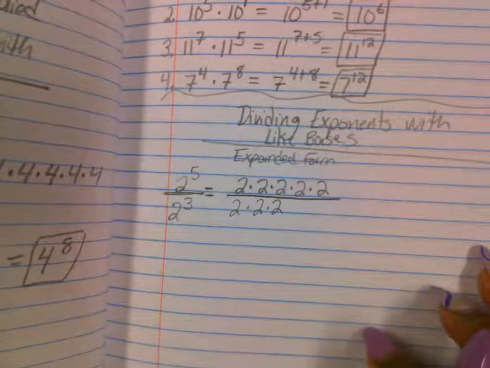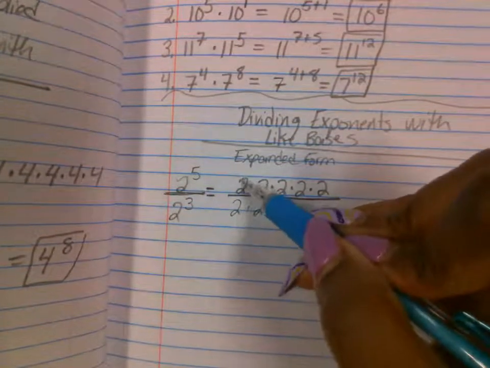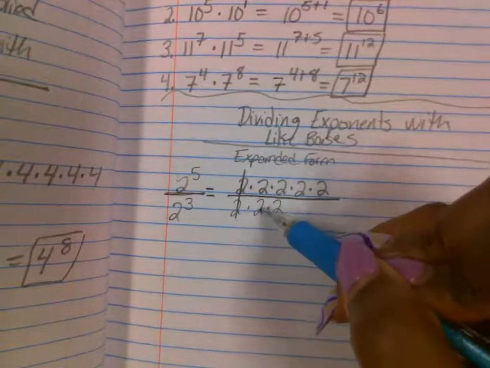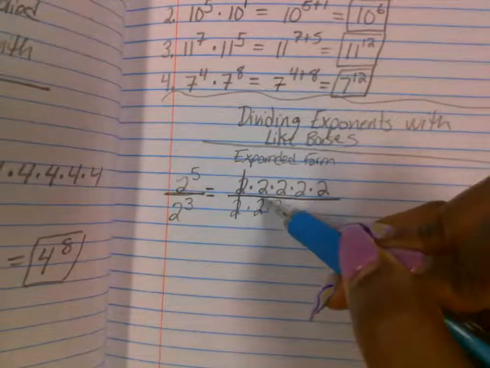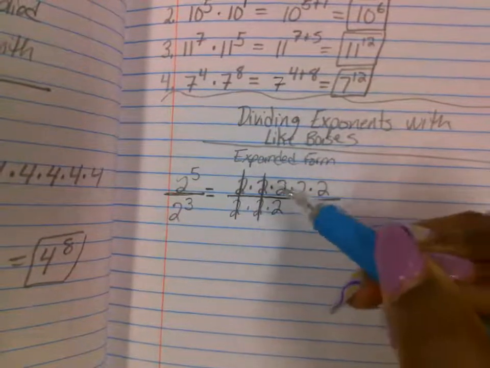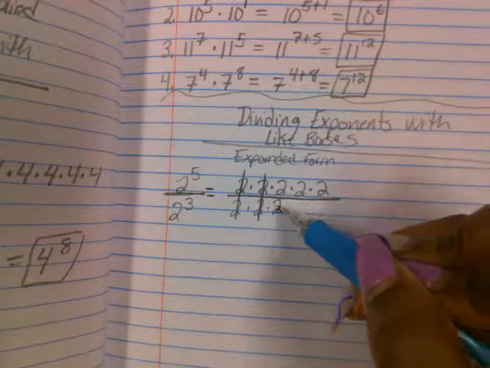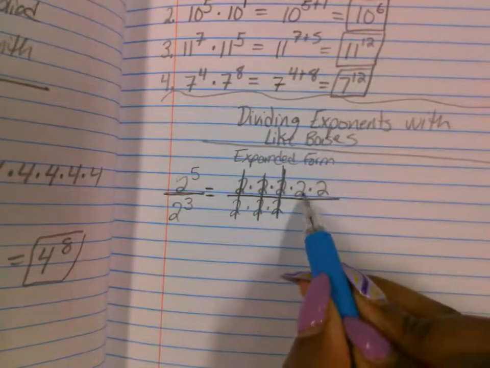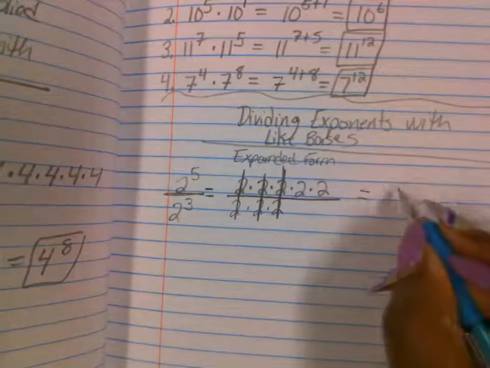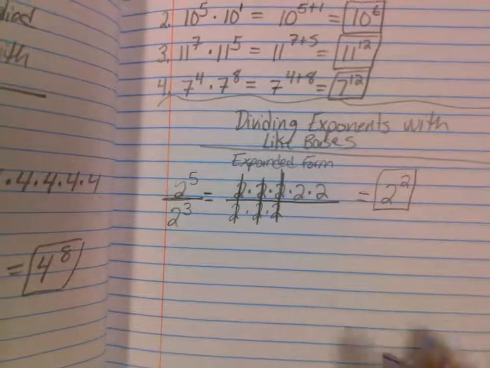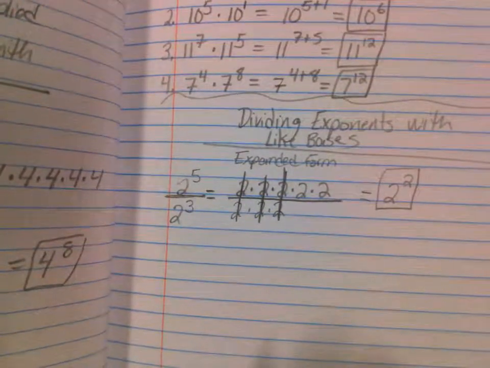All right, so now when you divide, what's 2 divided by 2? It is 1. What is 2 divided by 2? It is 1. So how many 2's do we have left? 2. So our answer here is going to be 2 to the second power. Got it?